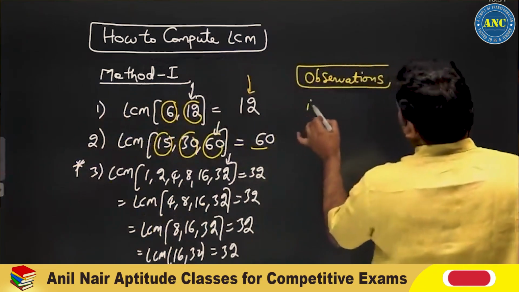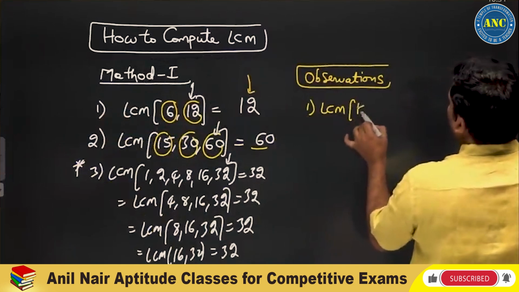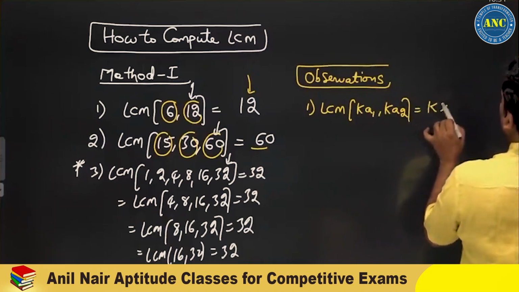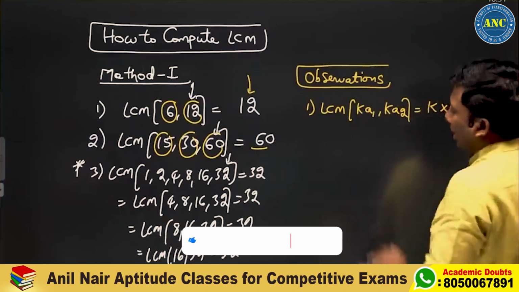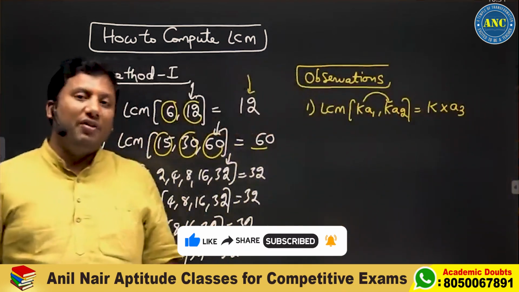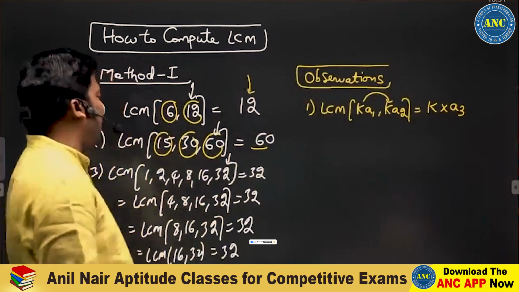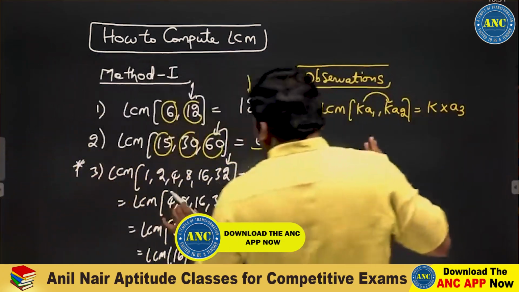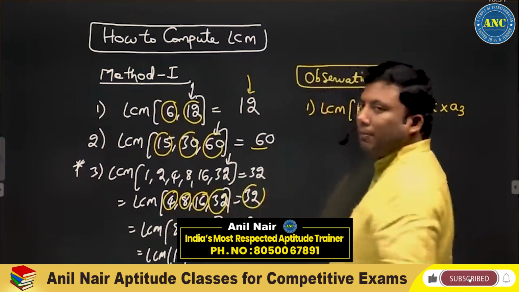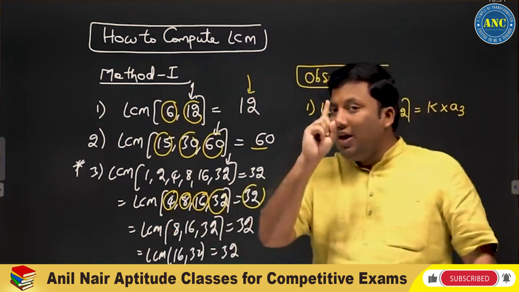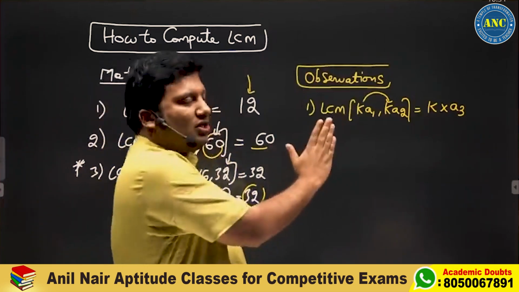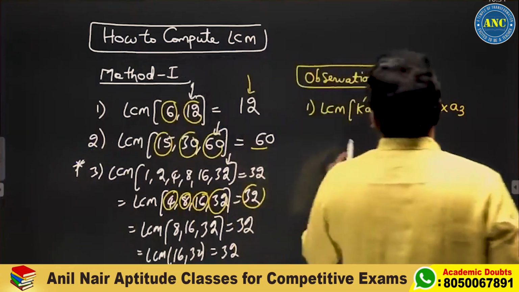Please write down the first observation. LCM of k·a1, k·a2 will be k times a3. If the given inputs are both multiples of k, the answer will also be a multiple of k. If you see here, all are multiples of 4, so the answer is also a multiple of 4. Very, very important key point. This helps us in eliminating all incorrect answer options. There are some wonderful questions which I created.